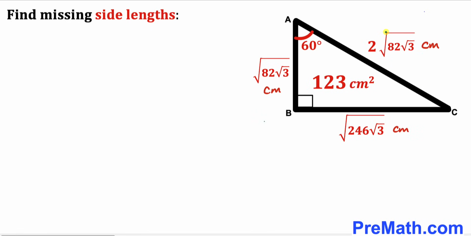So thus, after all the calculations and manipulations, this hypotenuse turns out to be 2 times square root of 82 times square root of 3 centimeter. This leg turns out to be square root of 246 times square root of 3 centimeter. And finally, this leg is square root of 82 times square root of 3 centimeter. And that's our final answer.